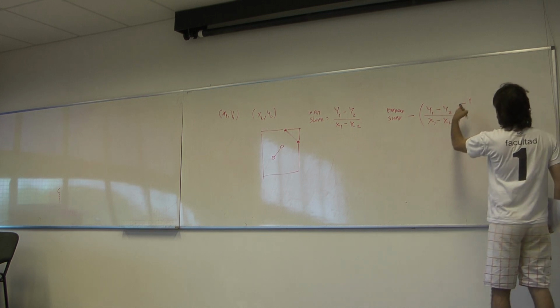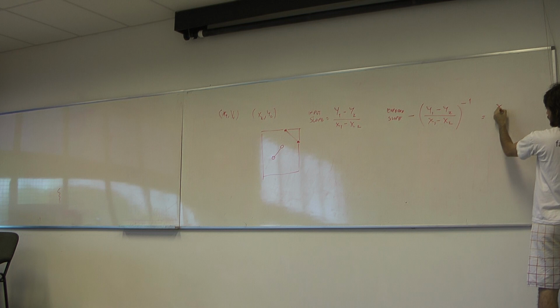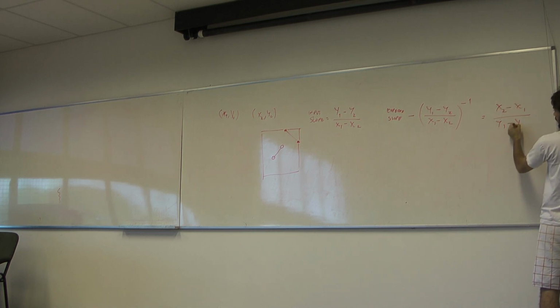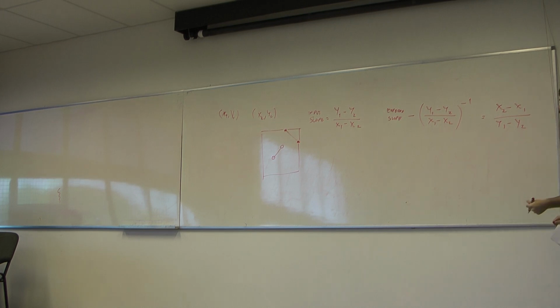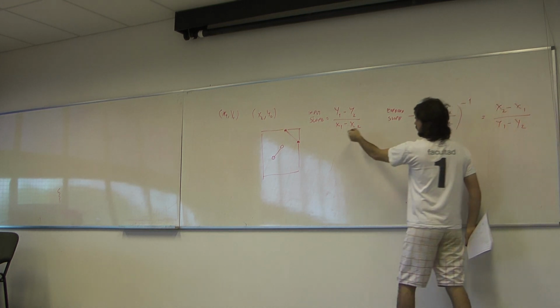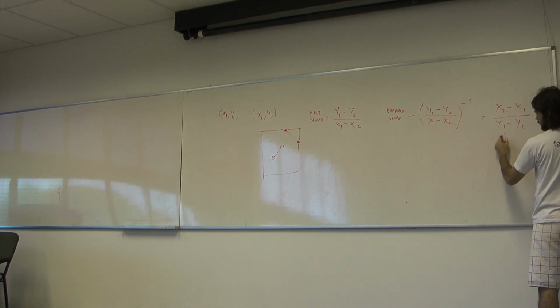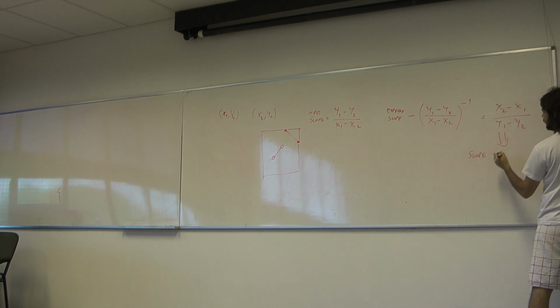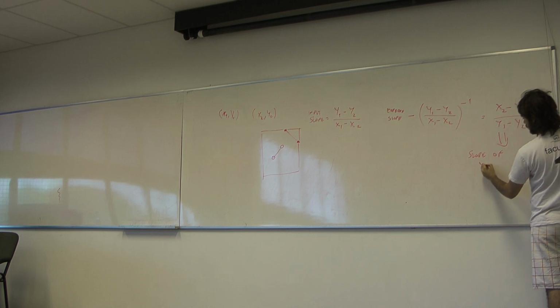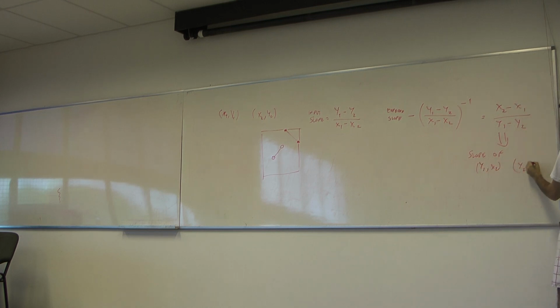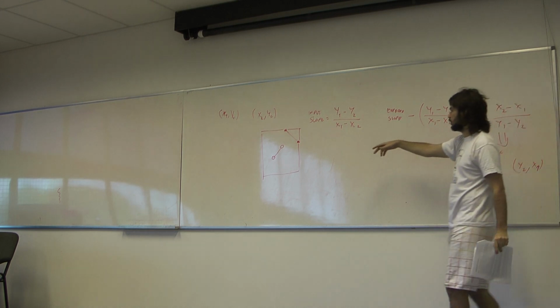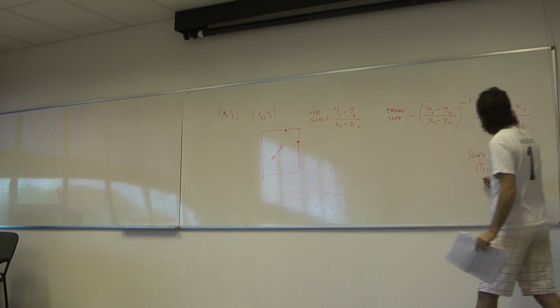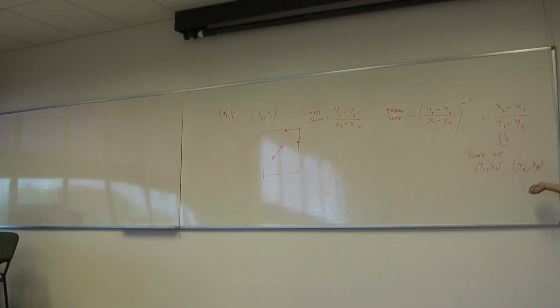Then, just doing some math here, we can see that this is just x2 minus x1 over y1 minus y2. Just flip the fraction and then flip the sign of one of the two, right? And this is basically by definition the slope of the segment from (y1, x2) to (y2, x1). And then we can check that even in the case that both x coordinates are equal or both y coordinates are equal, this also works. This is more or less the proof of why this works.